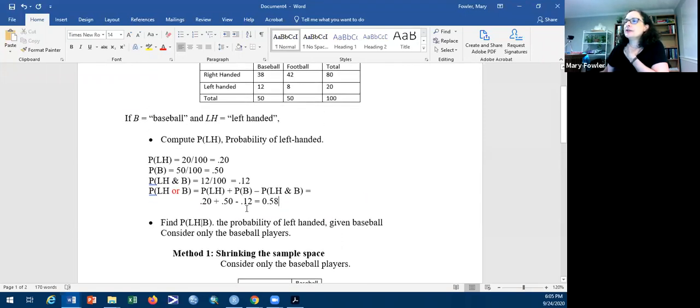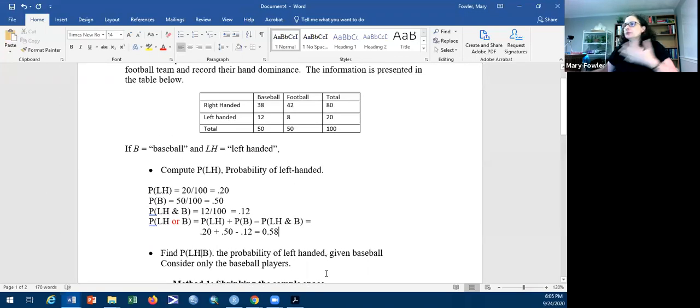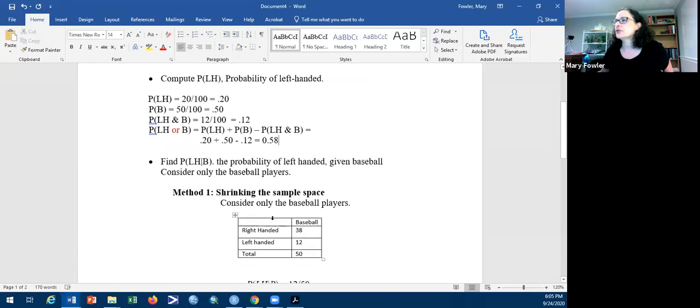Now we want to consider this concept that you are given some information. For example, you know that the athlete is a baseball player. Given that he's a baseball player, you want to find out the probability that he's left-handed. So we want to introduce this concept, conditional probability, which we denote with this vertical bar. The probability of left-handed given baseball.